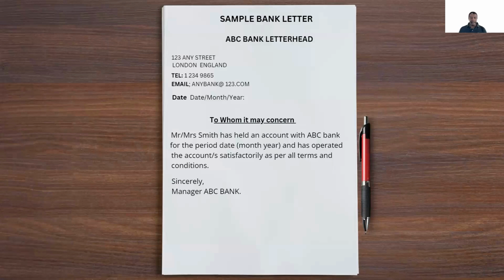Obviously it's going to be on a bank letterhead, so it'll have their name printed on there, their address, phone number, and the date. We're going to keep it generic because we're going to use this in more than one place, and I'll talk about that in a minute. To whom it may concern, Mr. and Mrs. Smith has held an account with ABC Bank for the period, date, month, and year, and has operated the account satisfactorily as per all terms and conditions. It's as simple as that.